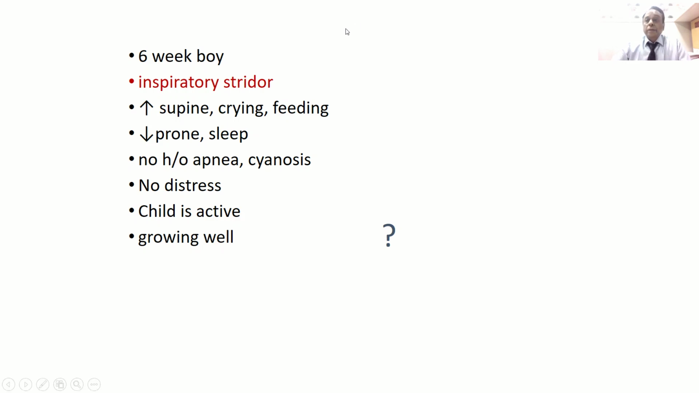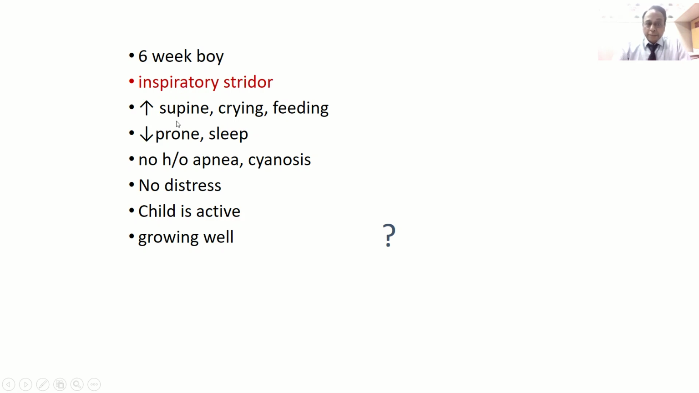Let us go to this clinical scenario. It is a 6 weeks old child presenting with inspiratory stridor. I already said stridor is always inspiratory because of the dynamics. I already explained that in my acute stridor class. The child is presenting with an inspiratory noise, that is inspiratory stridor.